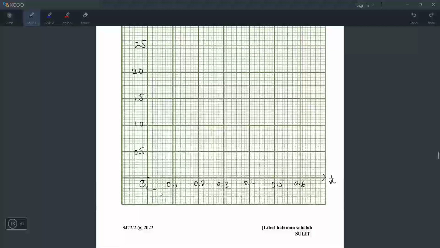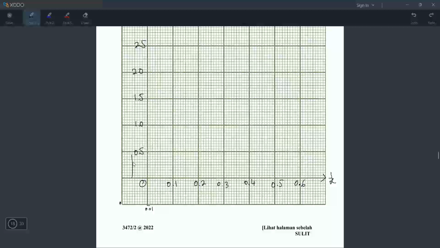So can you see here to here is 0.1. And there is 10 kotak kecil. So one kotak kecil here is how much? 0.1 divide 10, which is 0.01. It means here is 0.01, 0.01, 0.01 like that. But what about here? So here one kotak is 0.01, but what about like this?